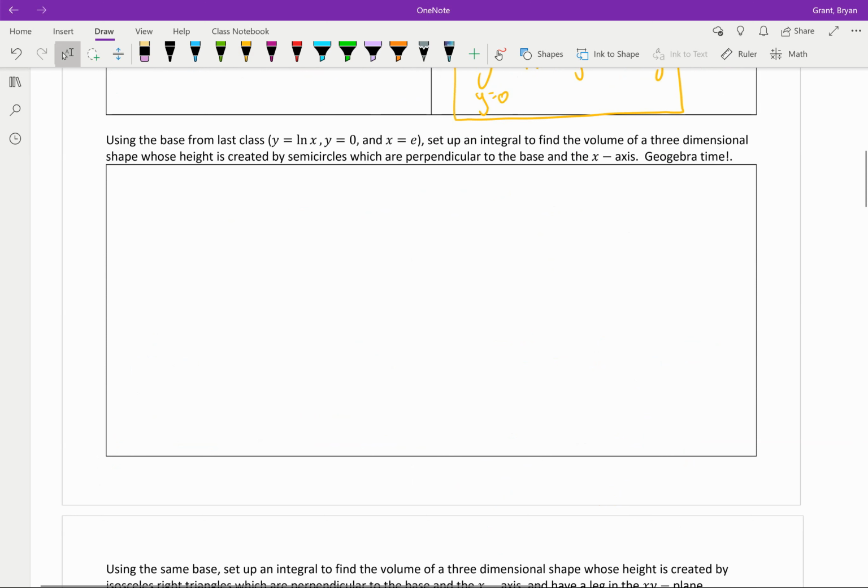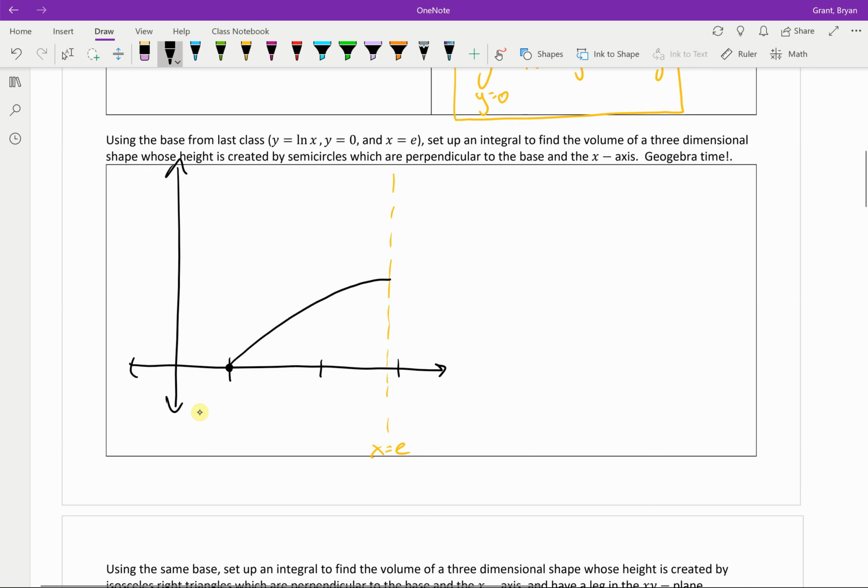So here we go. Using the base from last class, I'm already drawing the base. It's just been drilled into my brain. We had y equals ln of x, which crossed at 1, 0. And then we had the line x equals e, which is 2.7 something. That's right about here. And then we had y equals 0, which is the x-axis. So we have our base, which looks something like this. And then it came in handy last time, but I needed this point. This was the point e, 1. So my region that we're looking at is this region right here.